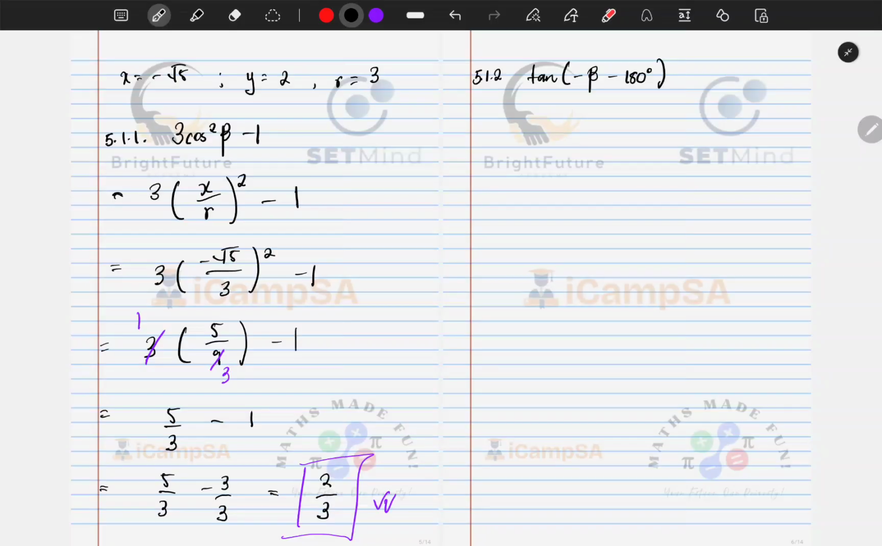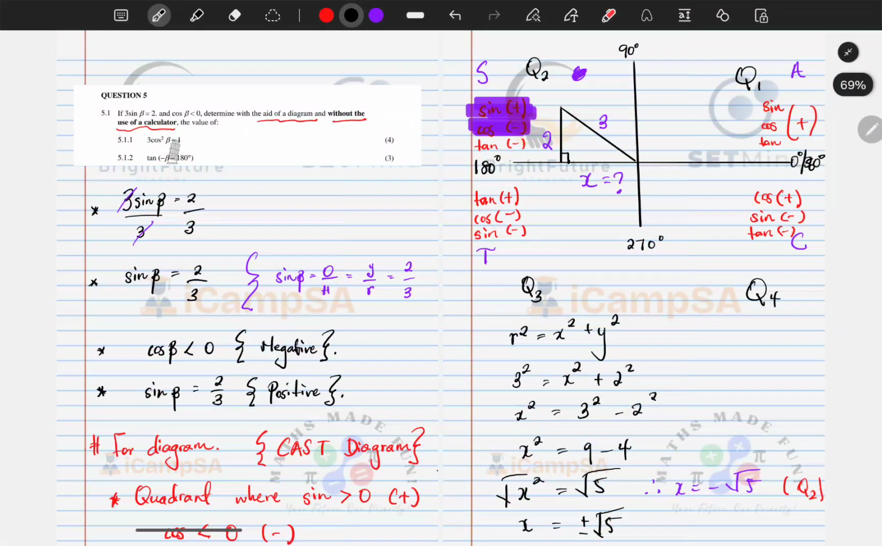Great. So what I'm going to do here, I'm going to take out the negative sign, so it's going to be negative tan, right? And rearrange it. So now it's going to be 180 minus beta, right? And then now I go back into my CAST diagram. Remember, we may have not put that. So 180 minus, it's going to be here, in quadrant 2.